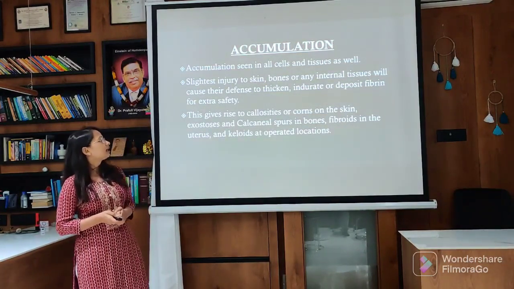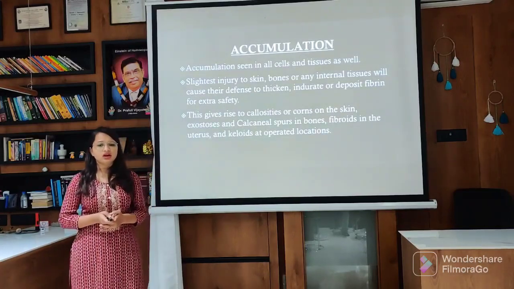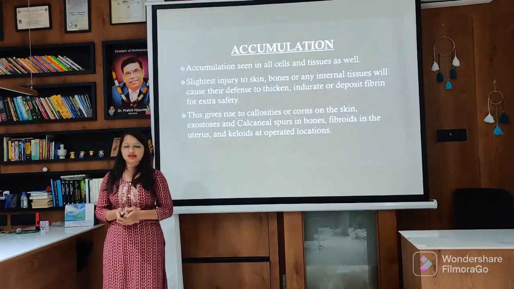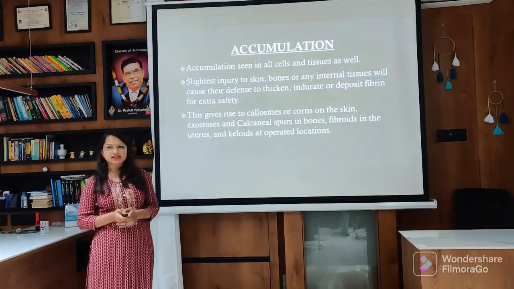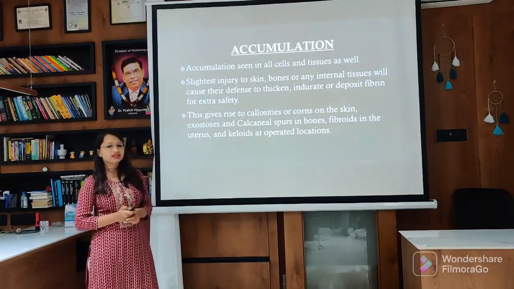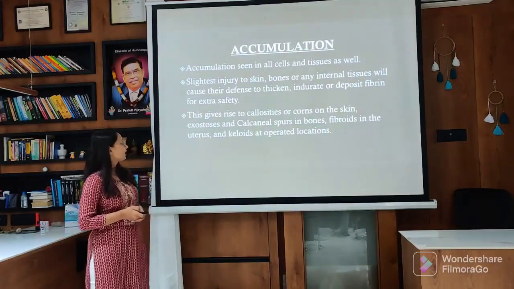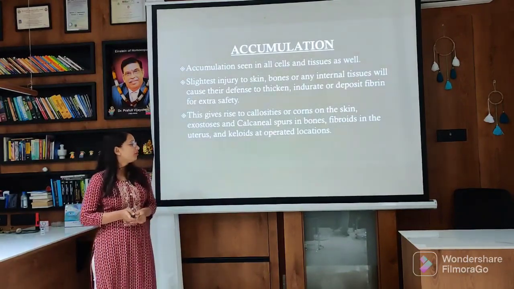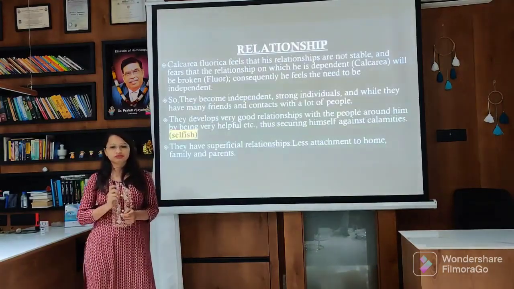Accumulation is seen in the cell and tissue as well. The slightest injury to skin, bone or any internal tissue will cause the defense to kick in, indurate and deposit fibrin for extra safety. This gives rise to callosity or corn under the skin, exostosis and a calcaneal spur in the bone, fibroids in the uterus or keloid at the operation location.